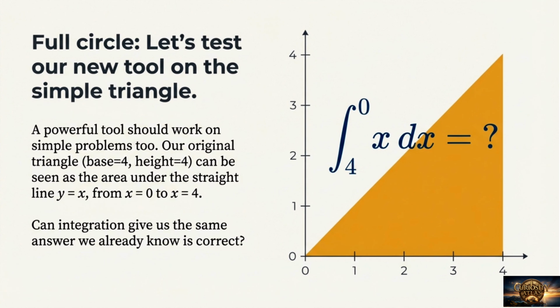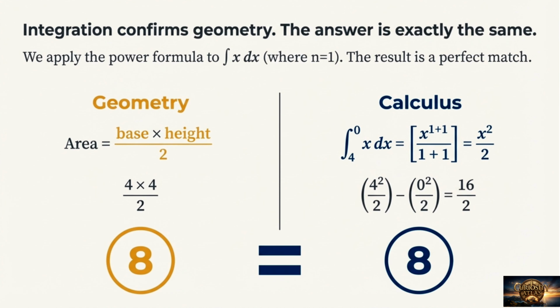Now, let's test our new tool on the simple triangle we started with. The triangle is the area under the straight line y equals x, from x equals 0 to x equals 4. Can integration give us the answer we already know is correct? Integration confirms geometry. Applying the power formula to the integral of x dx, we get the exact same result, 8. The area calculated by calculus is a perfect match to the area calculated by geometry.